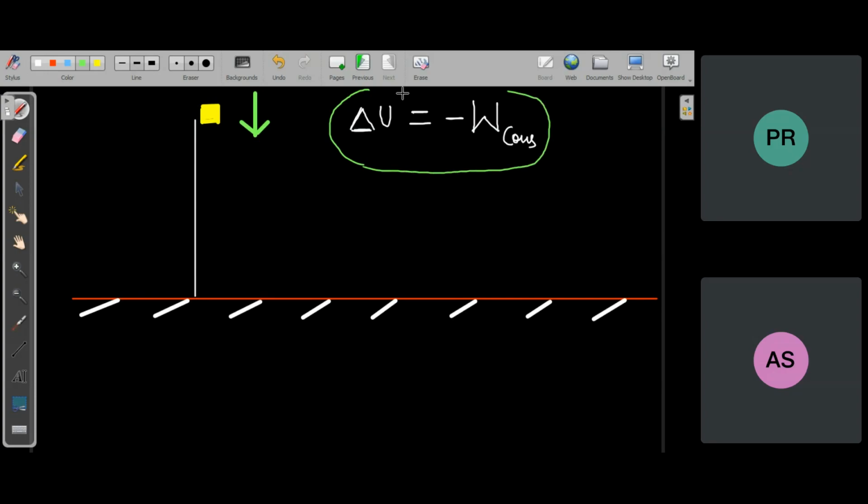Now, based on this, think according to this and tell me: increasing or decreasing? You need not know the initial potential energy, because you don't have to find the final potential energy. No need to know what is initial and what is final, because I'm not asking you initial and final, but I'm asking you the change. The change in potential energy will be the negative of the work done by the gravitational force, which is conservative.